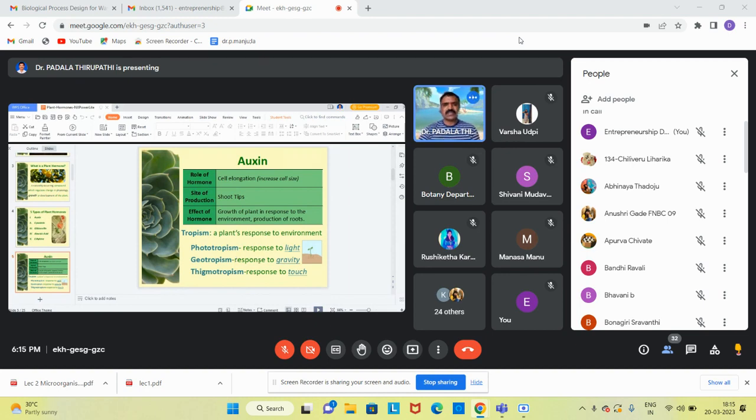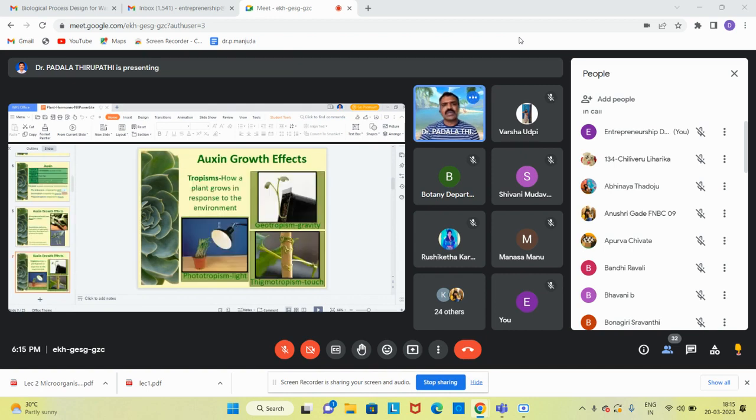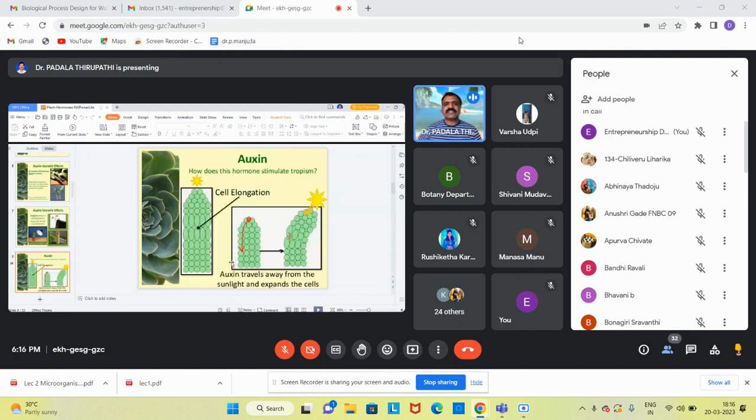Okay, my dear friends. So auxins are very useful for promoting the induction of the roots, and also some of the most important effects we observe in plants, that is phototropism, geotropism, and thigmotropism. We clearly observe the effect of the auxins in all plants, and this is the role of the auxin in the elongation of the cell.